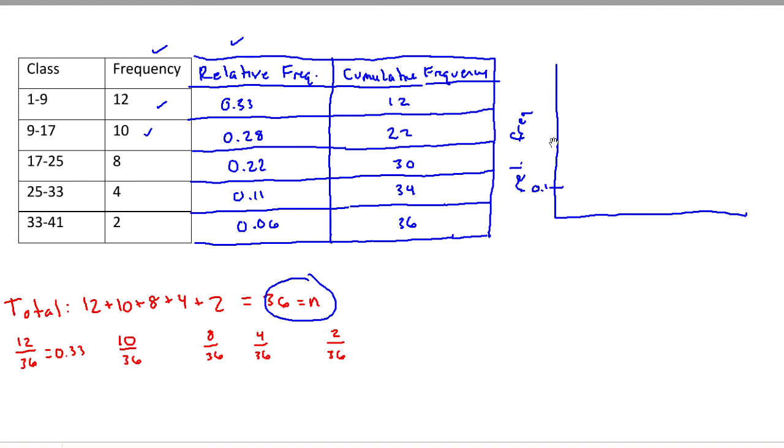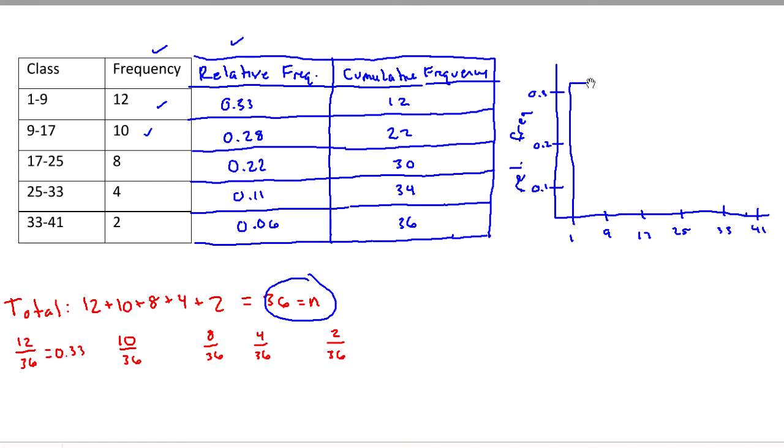We go to 0.1, 0.2, 0.3, and then we would have our classes down here like usual, so 1 to 9, etc. And so this is almost exactly the same as what we did before. Again, the only change is that we're using relative frequency as the height of the bars. So how would you recognize looking at a histogram that this was done? Well, of course, if it's not labeled, which it should be, frequency would be whole numbers while relative frequency wouldn't be. Relative frequency would have to be smaller than 1. And so for the first one, we go up to 0.33.